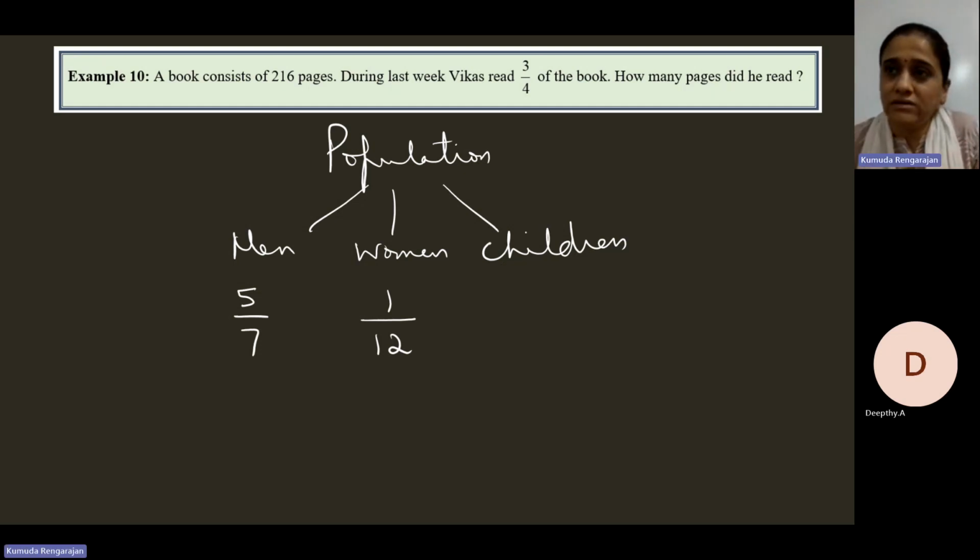Five sevenths are men, okay. In some particular place, 5/7 are men and 1/12 are women. We need to find the fraction of the population that are children.